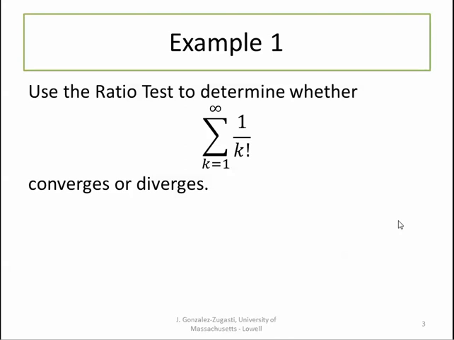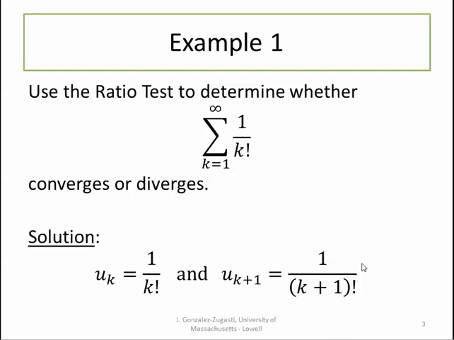So let's use the ratio test to determine whether the series 1 over k factorial converges or diverges. First thing you do is determine your kth term, 1 over k factorial, and your k plus first term, which is 1 over (k plus 1) factorial. Notice you have to put parentheses around that k plus 1 factorial. If you left the parentheses off, it would be k plus 1 factorial, which is just k plus 1. Totally different. So be really careful that you put the parentheses in there.